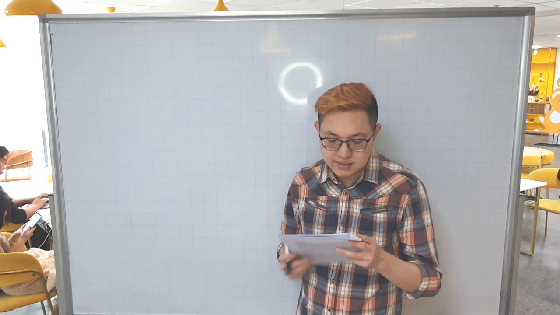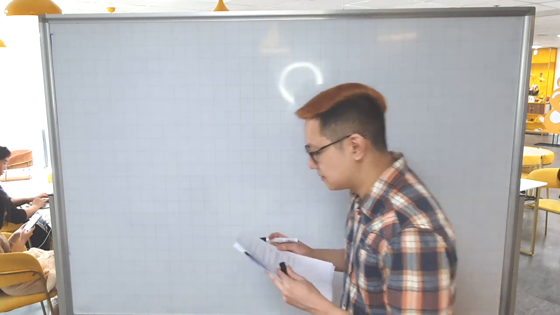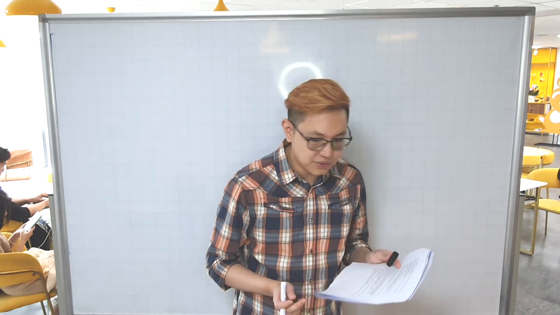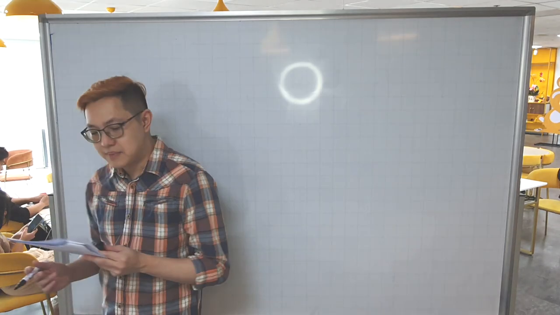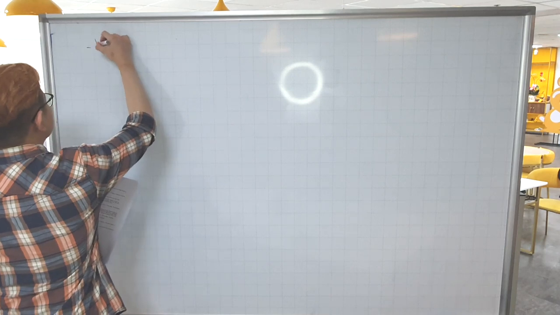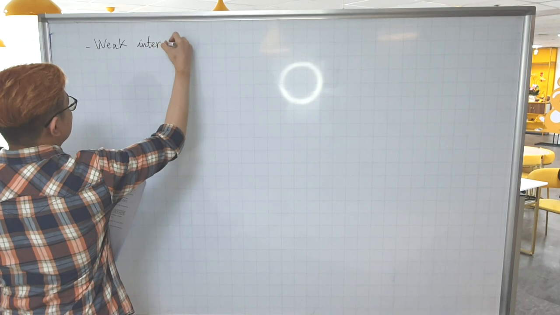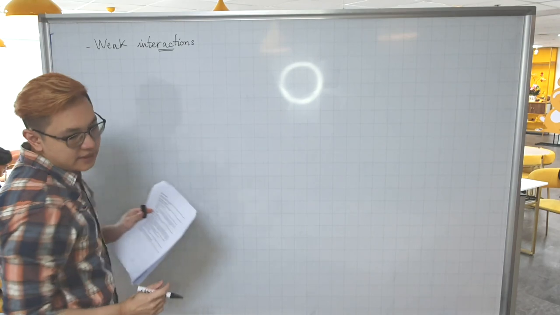So let's start with the easiest thing first, okay? The chemistry of living things. Of course, this will be very much related to chemistry. Now, we talk about the biological importance of weak interactions. Let's talk about weak interactions.